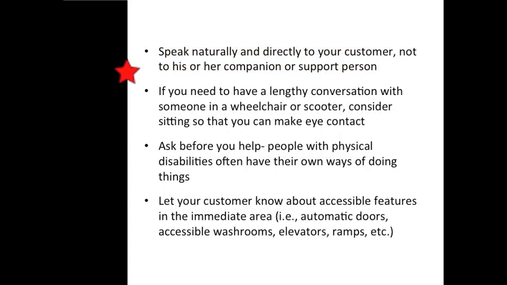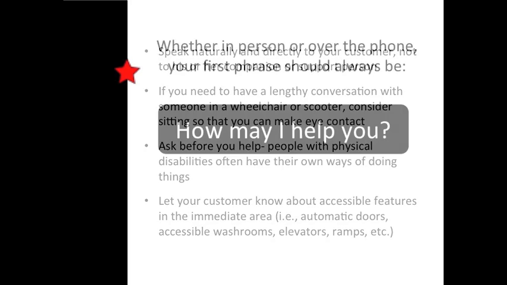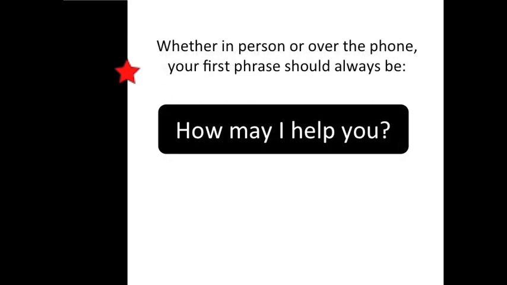Speak naturally and directly to your customer, not his or her companion or support person. If you need to have a lengthy conversation with someone in a wheelchair or scooter, consider sitting so that you can make eye contact. Ask before you help. People with physical disabilities often have their own ways of doing things. Let your customer know about accessible features in the immediate area, like automatic doors, accessible washrooms, elevators, or ramps. Whether in person or over the phone, your first phrase should always be, "How may I help you?"